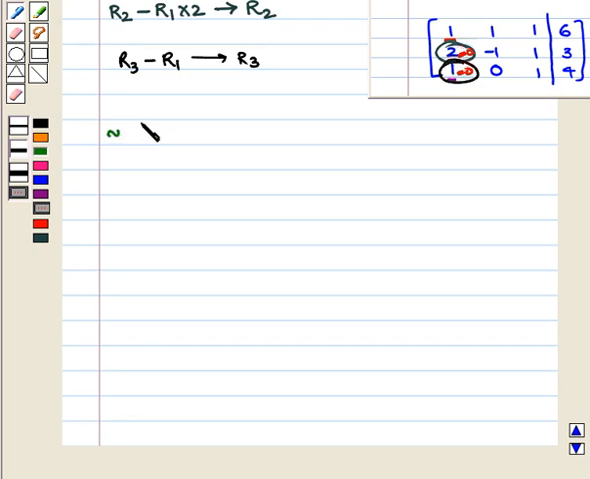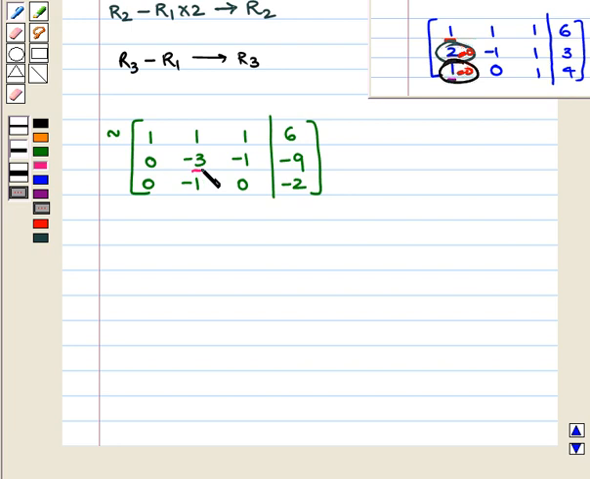And we obtain the following matrix: 1, 1, 1 and 6 in the first row, 0, minus 3, minus 1 and minus 9 in the second row, 0, minus 1, 0, minus 2 in the third row. Now we come to second row. Here leading entry is minus 3. So first we make it 1. For this we multiply row 2 by minus 1 by 3.